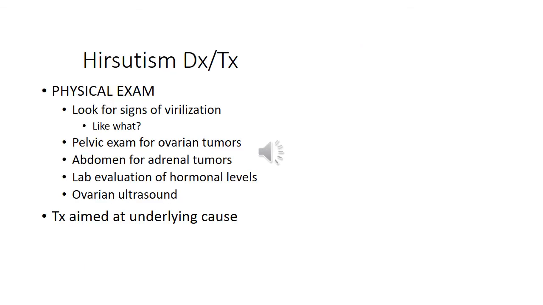In physical examination, you check for signs of virilization, muscularization, and hair presence. Pelvic examination for ovarian tumor, pelvic mass. Abdomen for adrenal tumor also. And laboratory evaluation for hormonal level, check for hypercortisolism and other hormones. Ovarian ultrasound, you check for any abnormality in the ovaries, and treatment is aimed at the underlying cause.